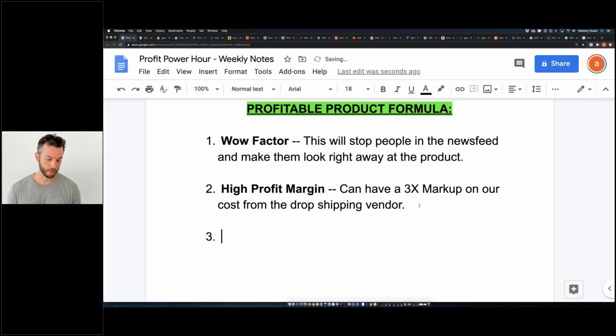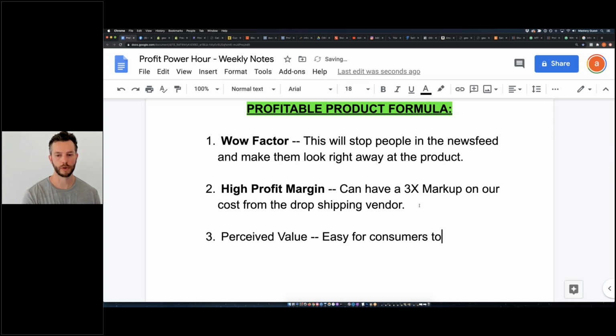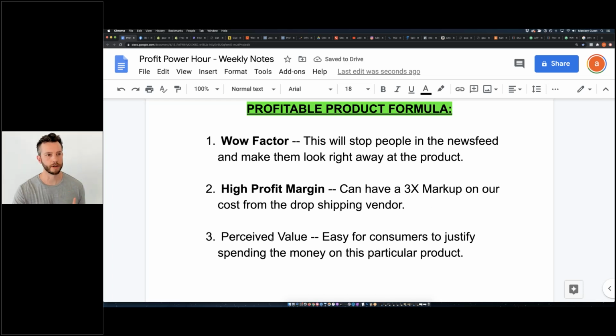Now, the other thing that we're going to need, and I've always talked about this, is something that has perceived value. This has to be something that when people see it, they can justify the price for it. We want to make it easy for consumers to justify spending the money on this particular product. There's a fine line here because you want to have that perceived value, and you want that high profit margin, but you also want to give people a good deal. You don't want to rip them off.